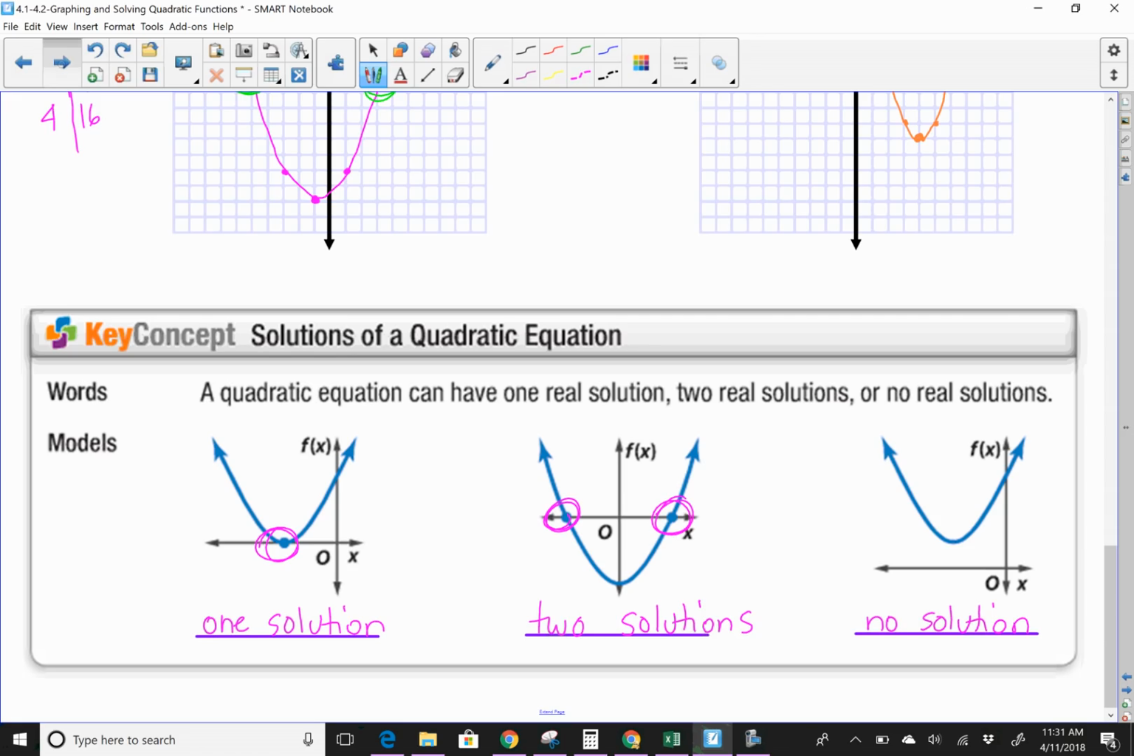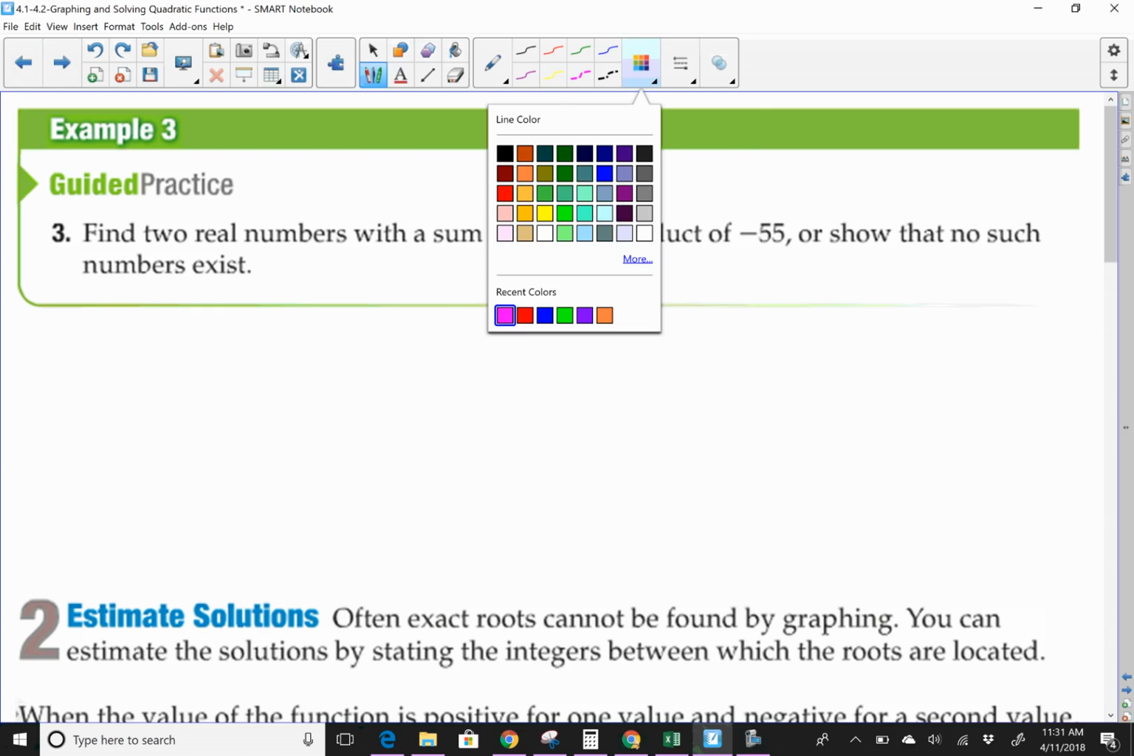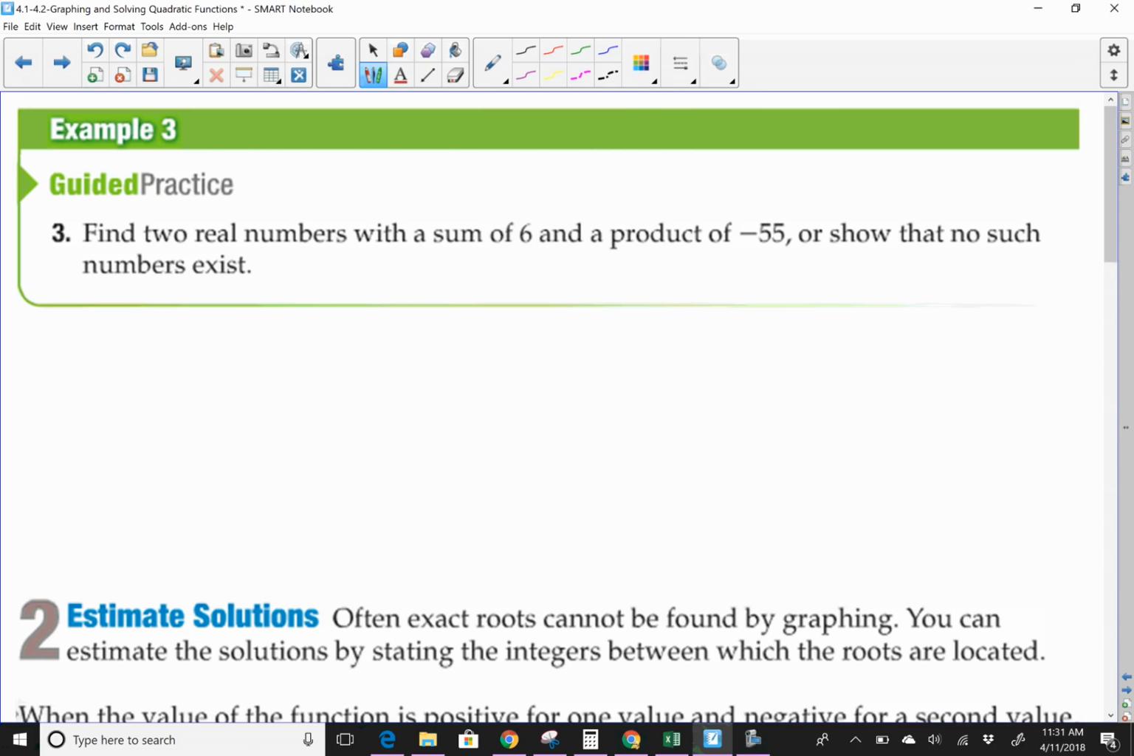So turn the page. We're almost done. Find 2 real numbers with a sum of 6 and a product of negative 55, or show that no such numbers exist. So the sum, I have 2 real numbers. That means I got x and the other one, they add up to 6, so this is going to be 6 minus x, and that equals negative 55.